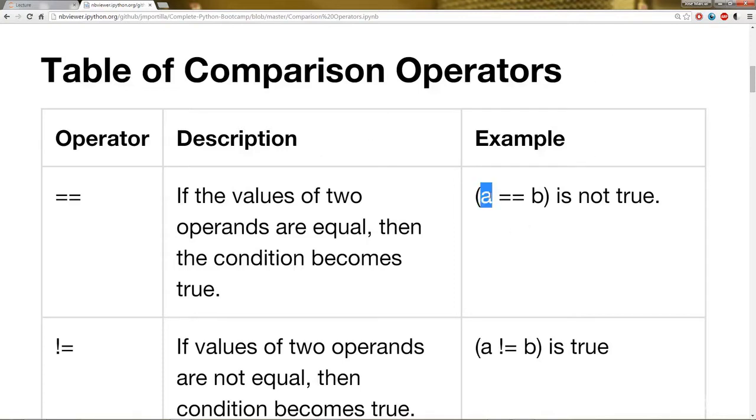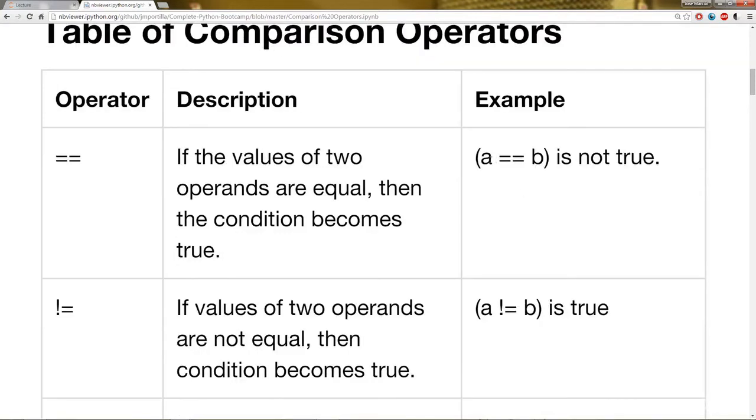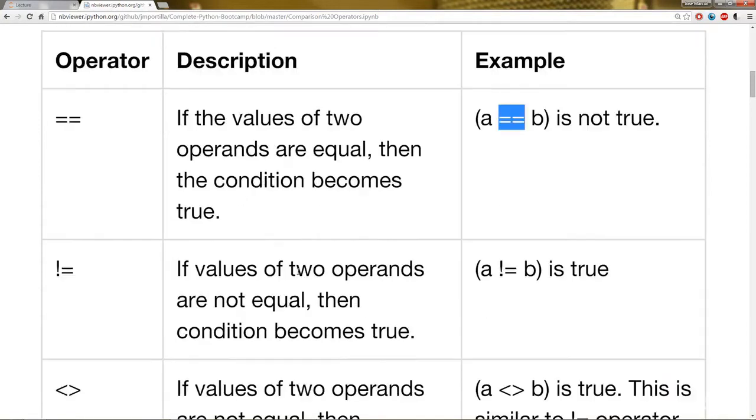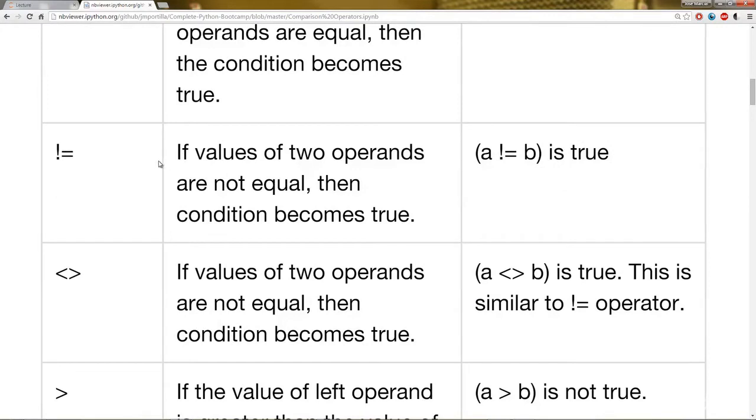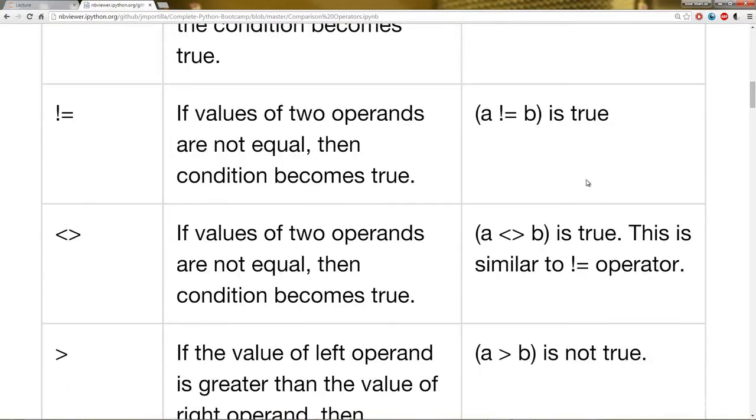In this case, A equal B is not true, but if A equal A was written, then that would be true. As long as these two objects are the same, then equals will output true. If they're not the same, it'll output false. Moving along, the opposite of that is exclamation mark equals. That means if they're not equal, then the condition becomes true. So this statement says A is not equal to B, which will output true.